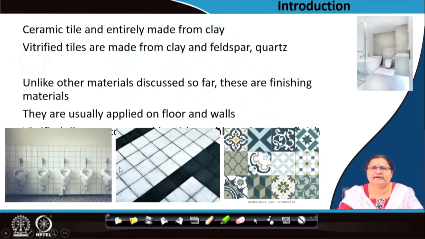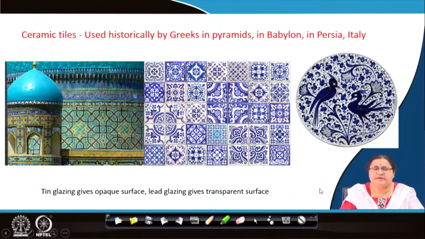So, what do you understand? Basically, these are smaller in size, and here you can see the joints are almost invisible and they are larger in size. So, if we look into history, we will see it is not a new item.